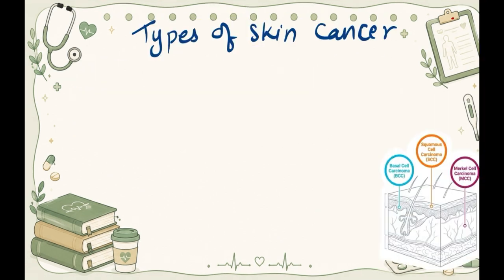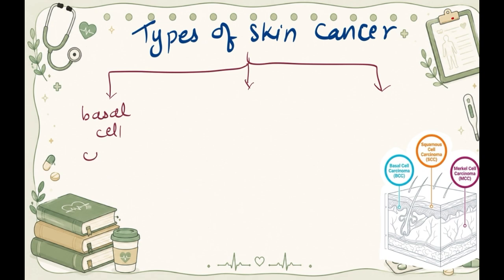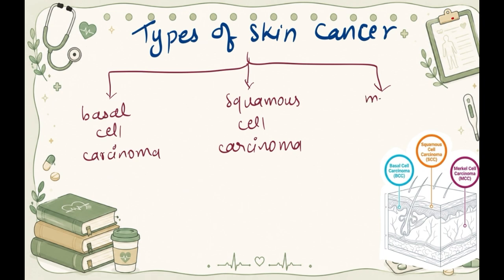treatment. We'll look at exactly how these cancers form, we'll see how they look on the surface, and we'll review the exact treatments for the three main types. These are basal cell carcinoma, squamous cell carcinoma, and Merkel cell carcinoma.